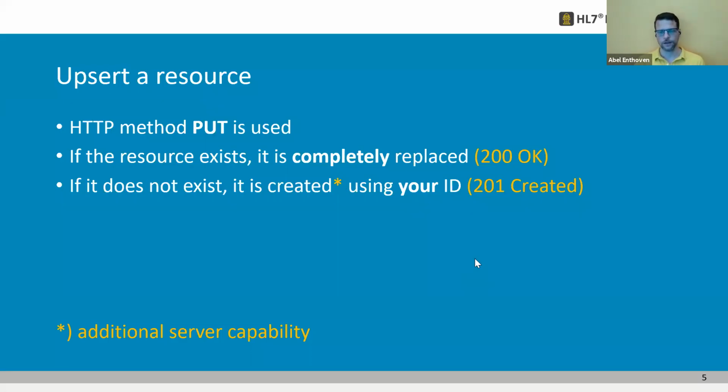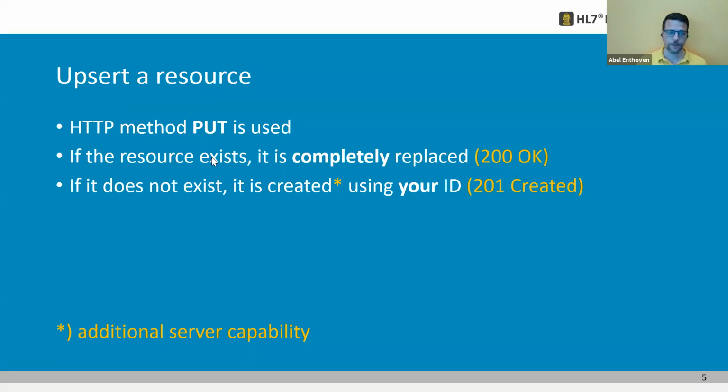Continue. So that was a create. Now I'm going to talk to you about an upsert. It's a little bit of a weird thing to say, an upsert. It's, of course, an update and an insert. And that's because the put action in FHIR is defined in 2 ways. So you can use a put to either create a patient or to update a patient.